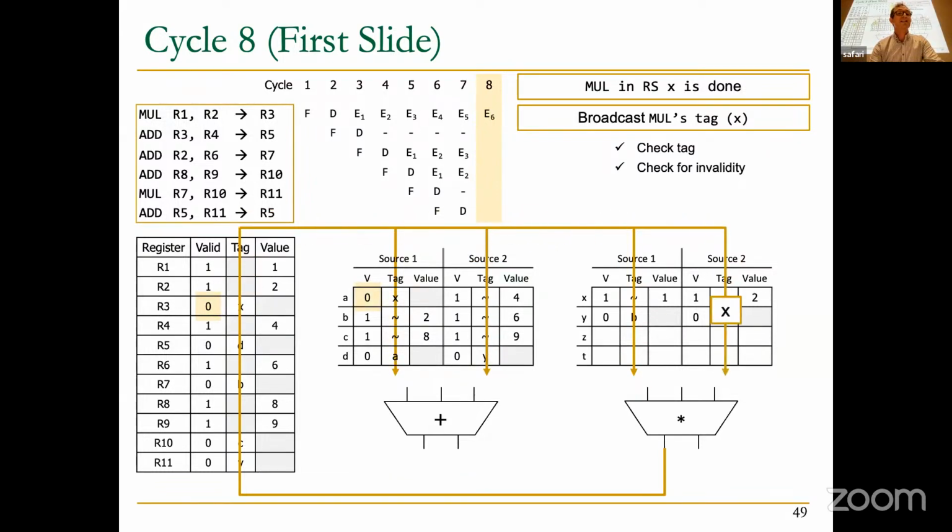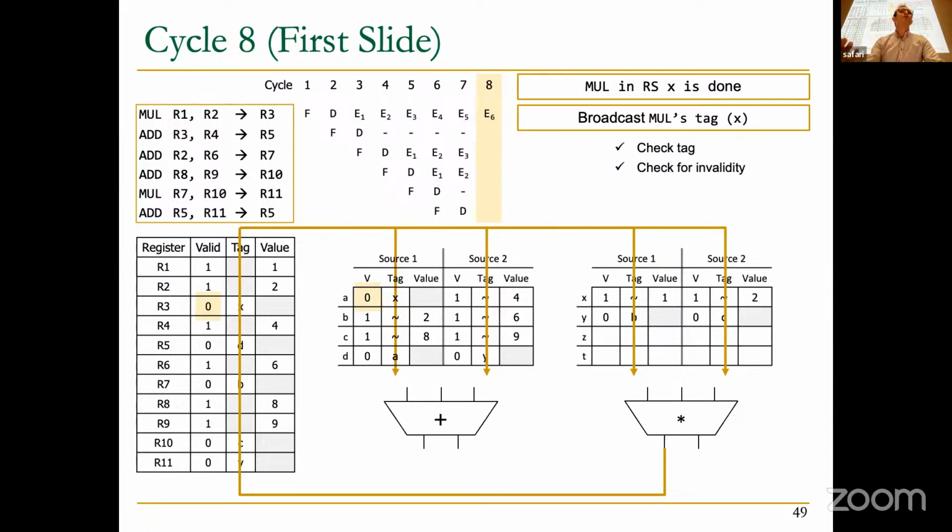So whoever is waiting for X is highlighted over here with yellow. This register 3 is waiting for X because it's going to be valid after that. It's invalid and the tag is X. This instruction is waiting for X because it was renamed that way, and it's going to capture the value.